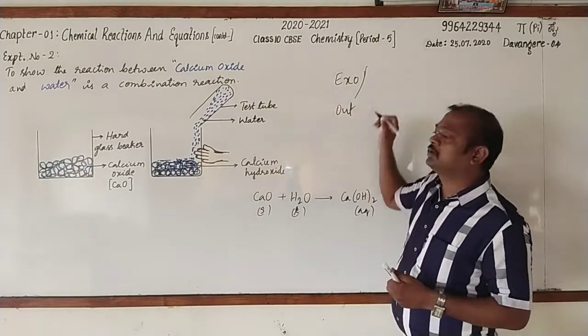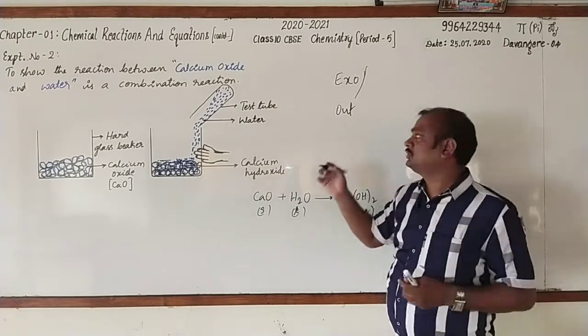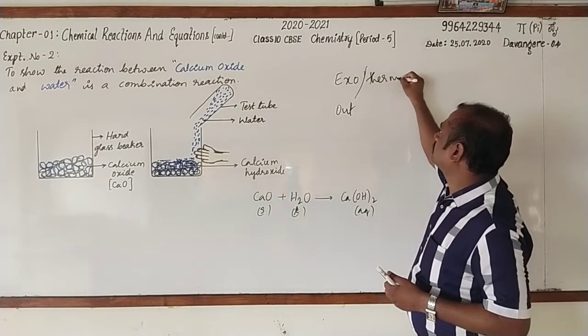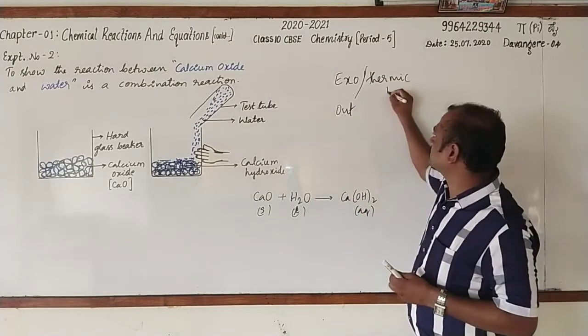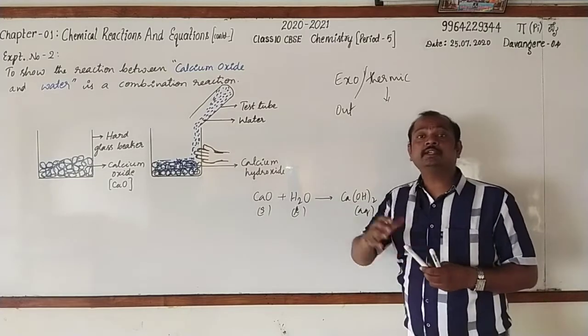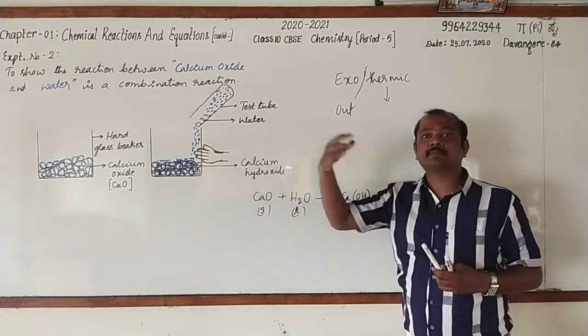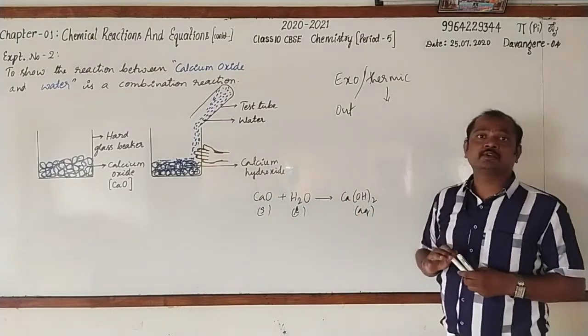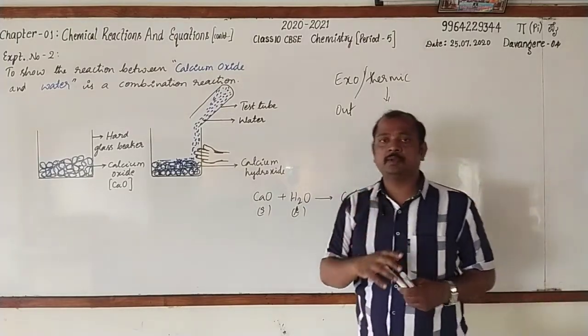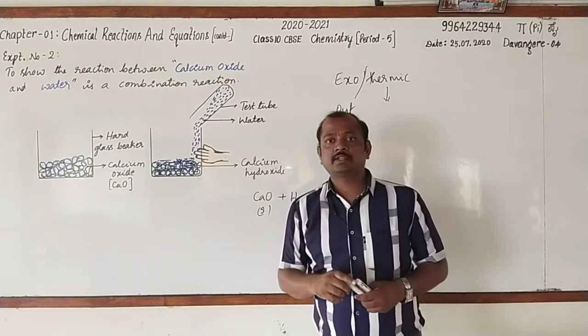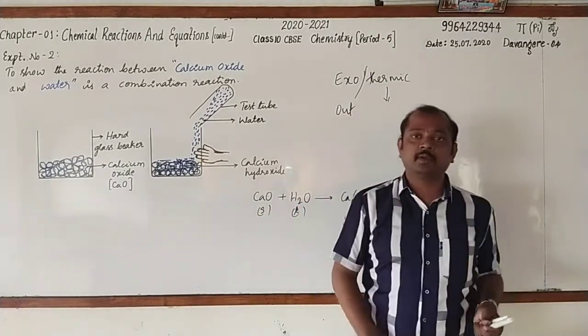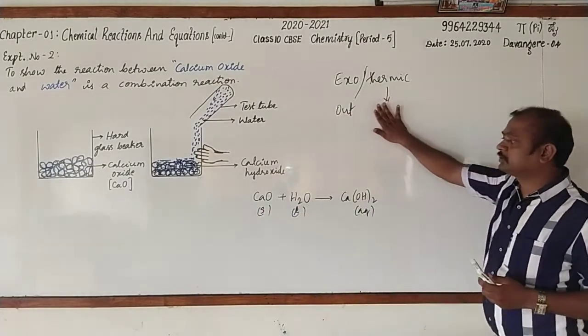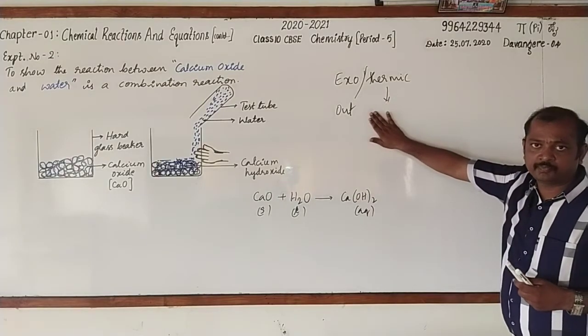Exo means giving out. Exothermic. Thermo means heat. So heat is given out. Heat is produced during the chemical reaction. That is why it is called an exothermic reaction. Once I repeat, the chemical reaction in which heat is given out is called an exothermic chemical reaction.